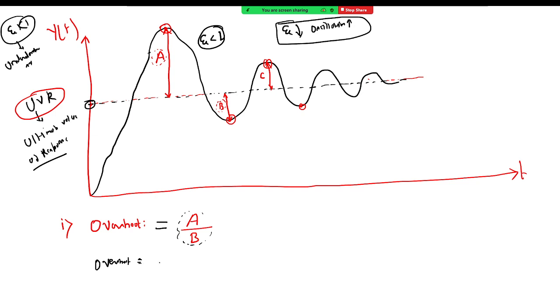And mathematically, the formula for overshoot is exponential of minus pi zeta over root of 1 minus zeta square. You don't have to understand how this formula comes, but try to understand that this is the formula of overshoot, right? Where zeta is your damping coefficient. So once you calculate the overshoot, you can understand how A and B are related to each other, right? Now, the second thing.